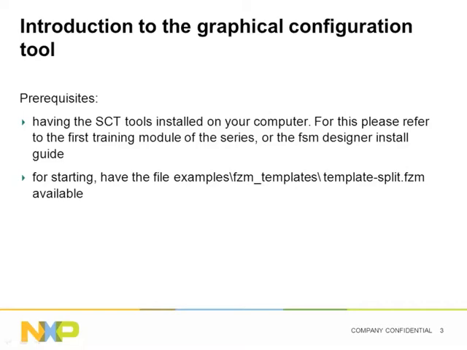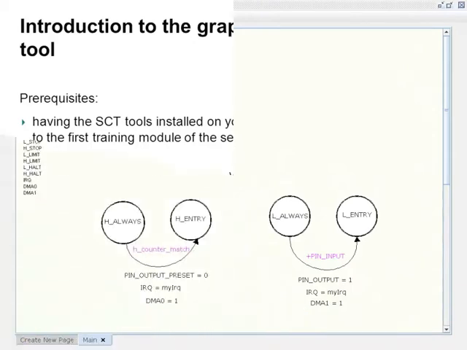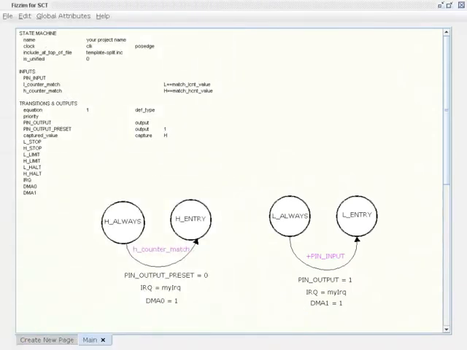To use the template-split.fzm file, just open it by double-clicking on the file. At this point, the graphical configuration tool should open up and show you the following screen. This is what you should see after opening the template file. As you notice, there are some items in the configuration which have been predefined, since they are used for every SCT configuration, or are common to most of them.